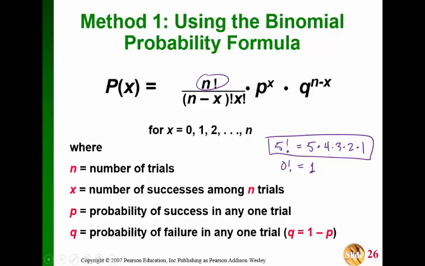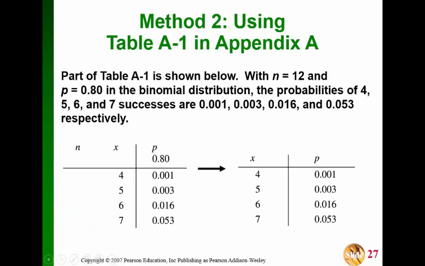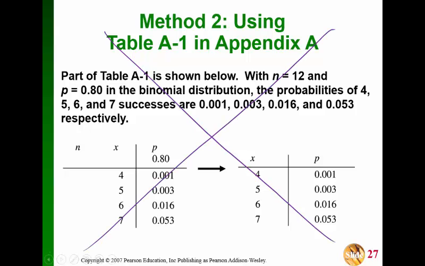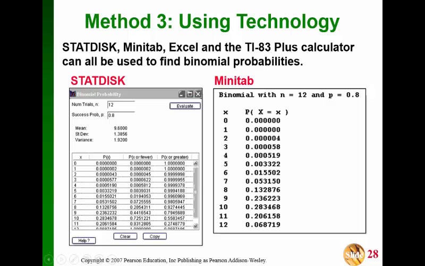All right. So method 2 we definitely will not use, and that's using the table. They have tables in this book. I think tables used to be the way to go before they had technology, but I'll use technology so that we don't ever have to look at another table again. So the third way is to use technology.